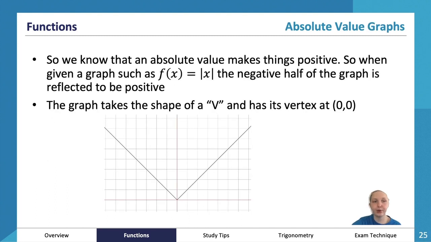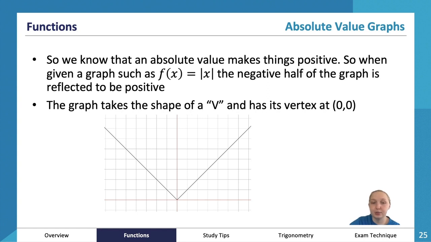And then there's also a graph that helps us denote the absolute value. So we know that absolute values make things positive. So therefore, when we're given a graph that's an absolute value, every single y value is going to be positive. So essentially what you're doing is just making all of your y values positive, and your graph ends up looking like a V.